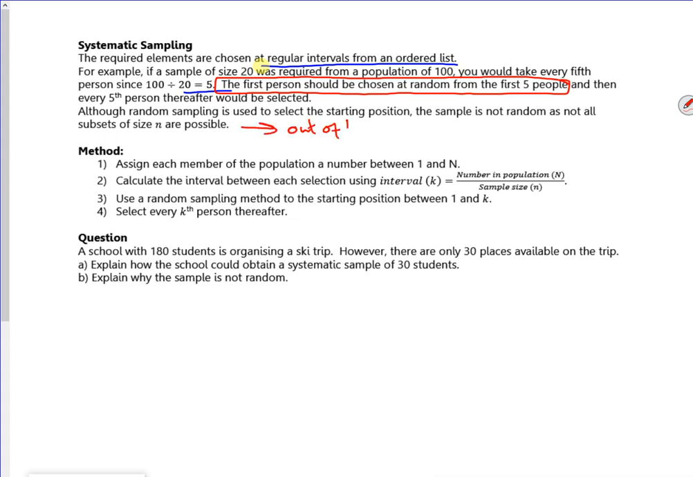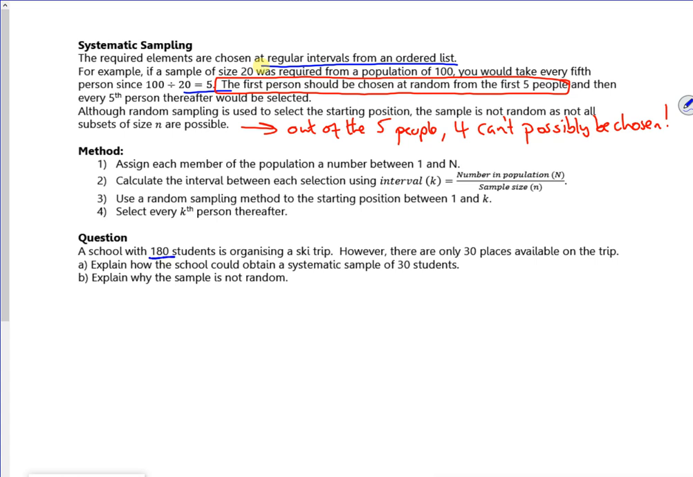So out of the five people, once you've chosen that start point, four of them have got no chance of being chosen. Then when you jump over five, four of them have got no chance of being chosen. So that's where it all goes wrong here. So we've got quite a lot of a question to do.